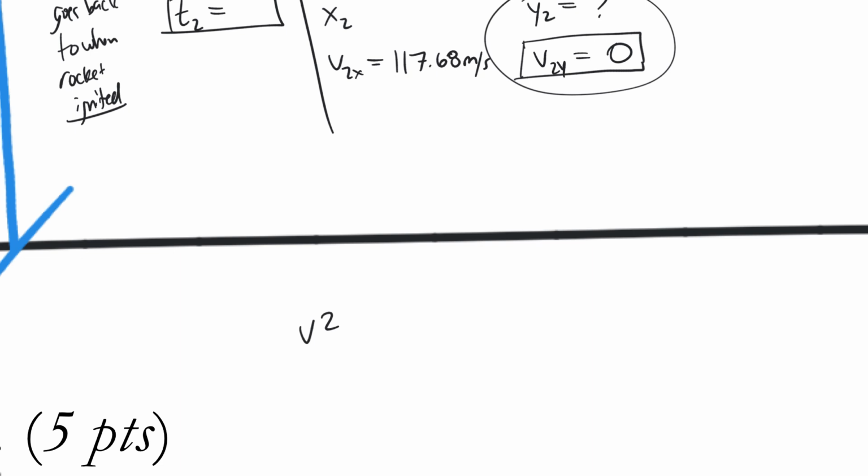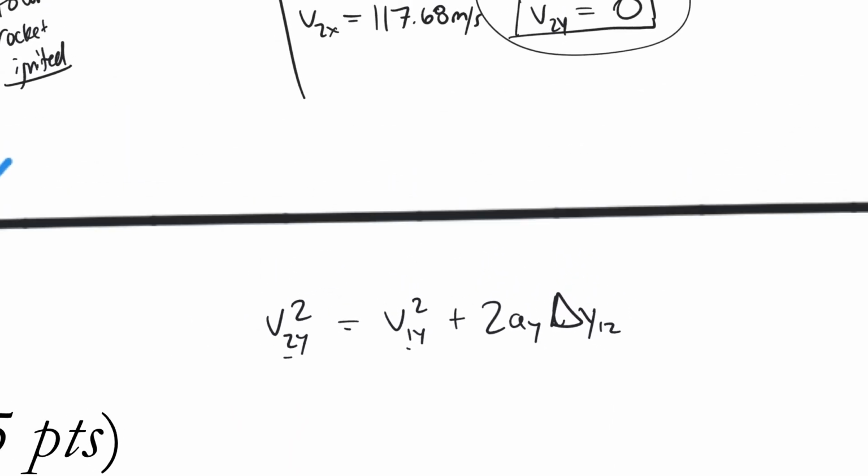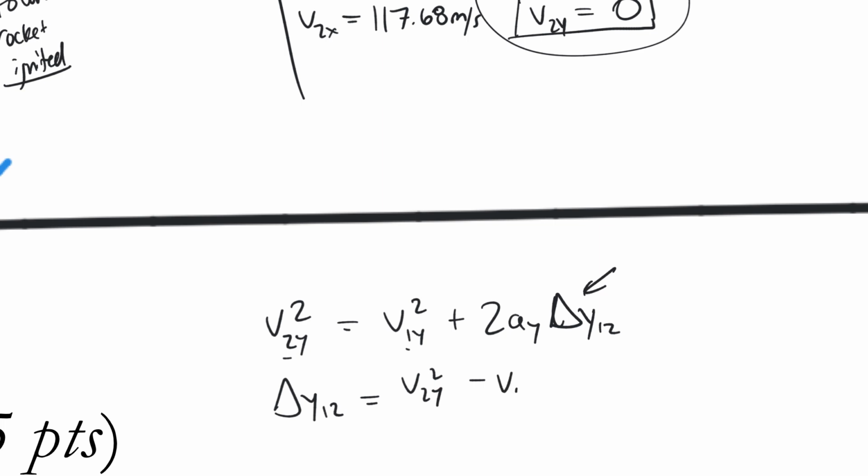Okay, so v final squared, v2y squared, equals v initial squared plus 2ay delta y. Now I want to note that because this is a 2 and that's a 1, this is the difference in the height from 1 to 2. So whatever height we get, we need to add the initial height in order to figure out how high it is total. So we are solving for this particular guy right here. When we rearrange this, we'll get delta y 1,2 equals v2y squared minus v1y squared divided by 2ay.